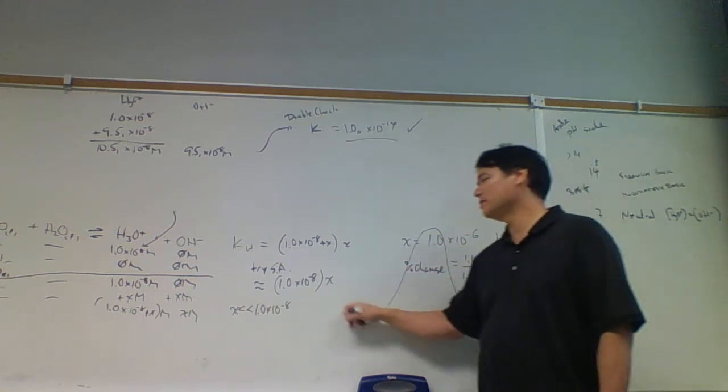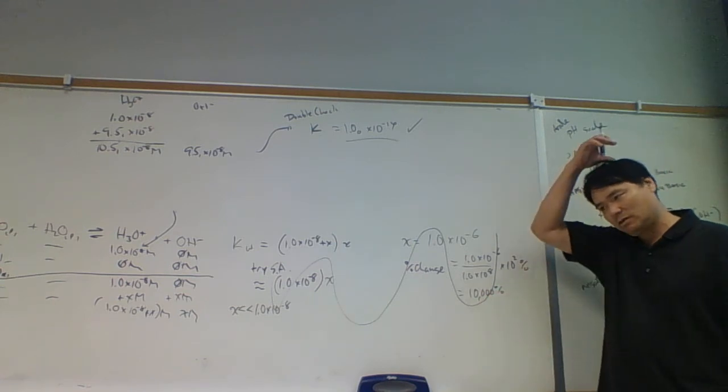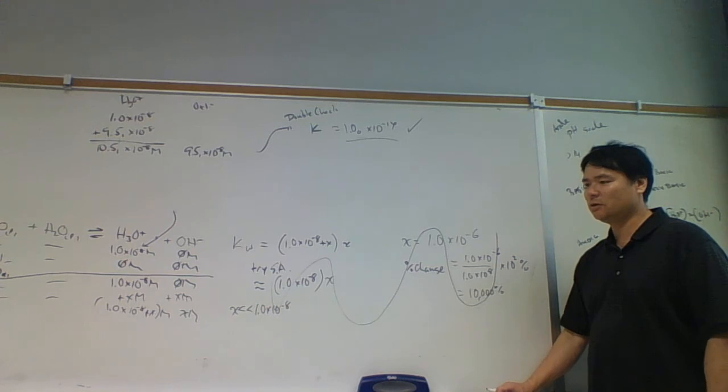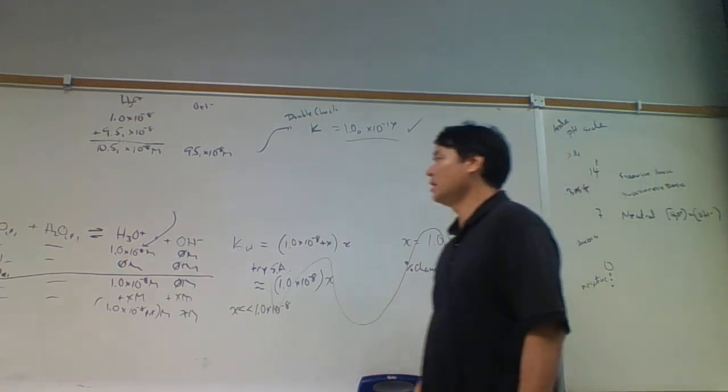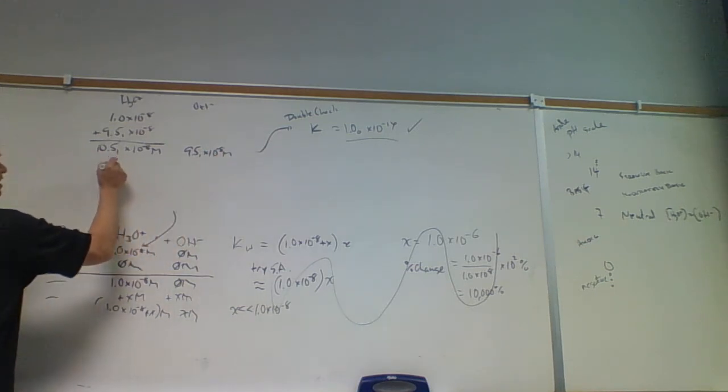If the simplifying assumption fails because the SA is giving us a percent change much greater than 5%, then we're going to have to solve the quadratic either by hand or by calculator. You're going to have to solve the quadratic. Okay, so the K checked out. Now let's calculate the pH.